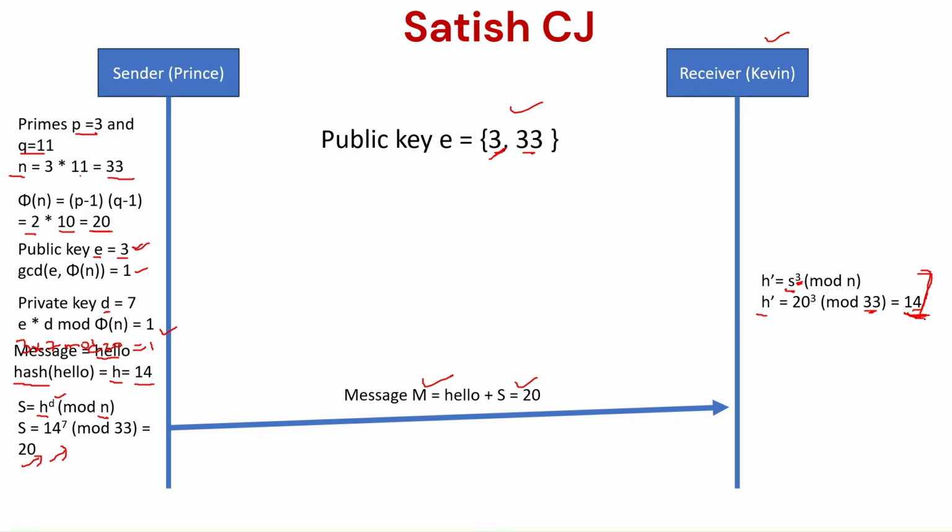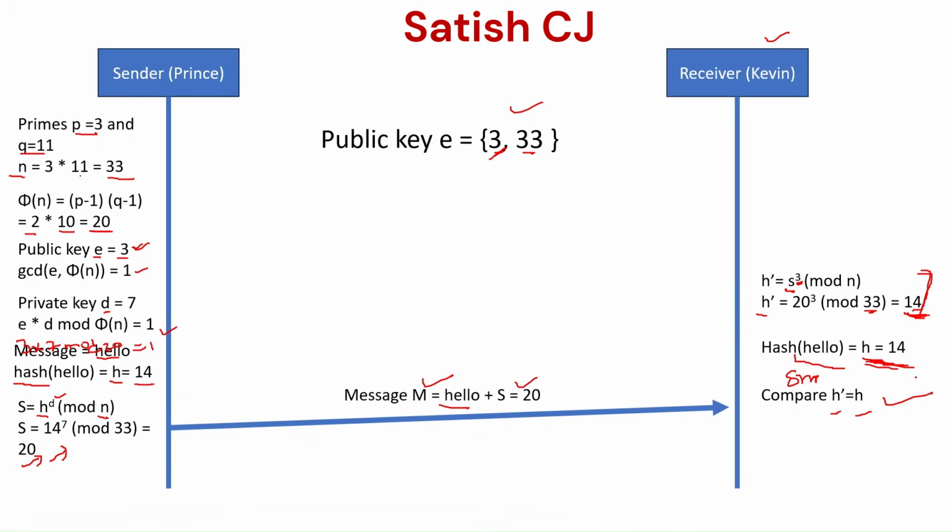So we get h dash, and then what we do here is we take the plain text message and compute the hash. We will get the value 14. So we're going to take the plain text message, pass it through the same hashing algorithm, and then we'll get the value h. Next, we'll compare h with h dash. Of course, when h dash matches the value of h, the sender is verified.